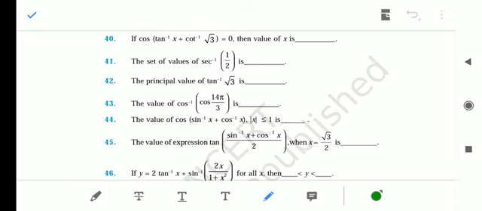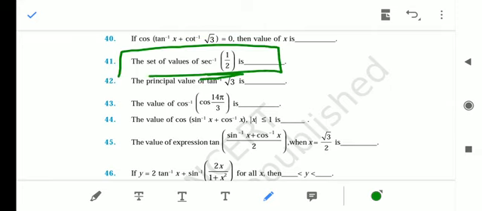What is the value of sec inverse 1 by 2? Can we have any value of cos theta as 2? The answer is no, so this value does not exist. What is the principal value of tan inverse root 3? You know, tan 60 degrees is root 3, so tan inverse root 3 is pi by 3. So its answer is pi by 3.